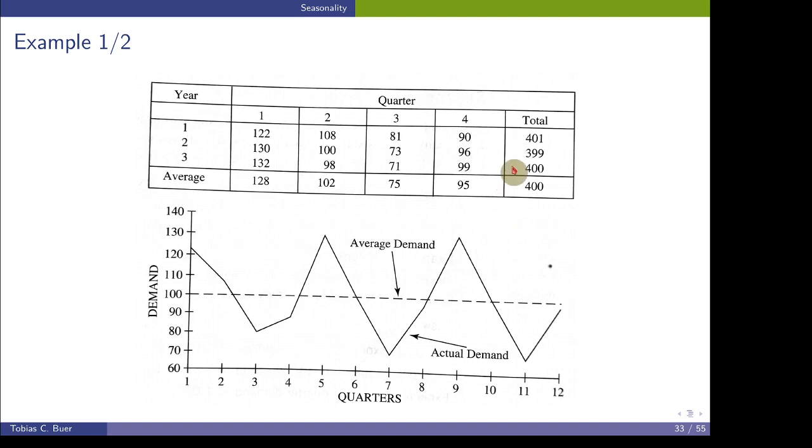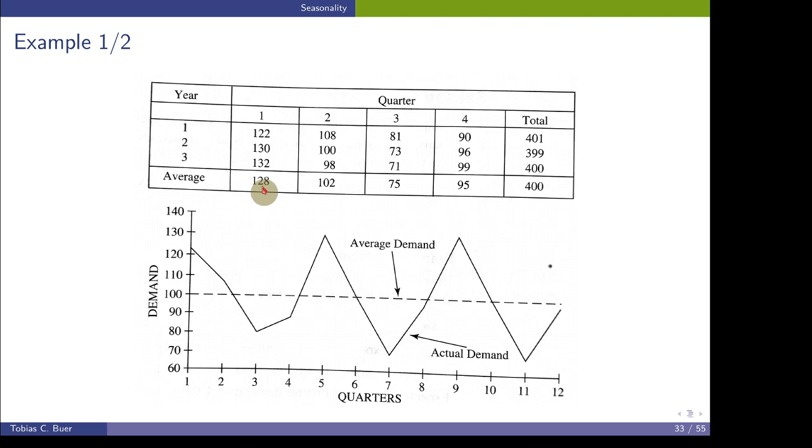In this example, we are given quarterly demand data over 3 years. So in the columns of this table we have the quarters 1, 2, 3, 4, and in the rows we have the years 1 to 3.